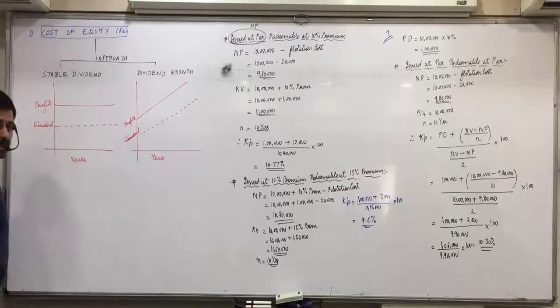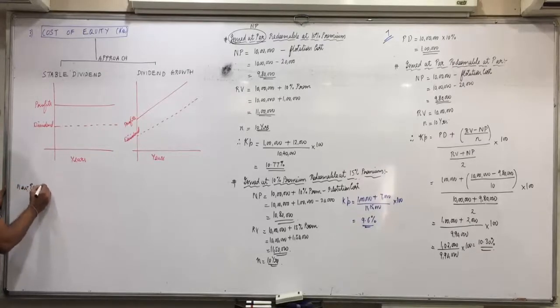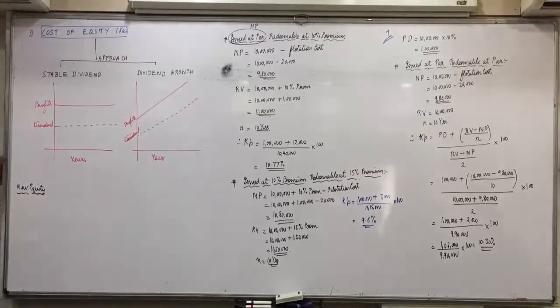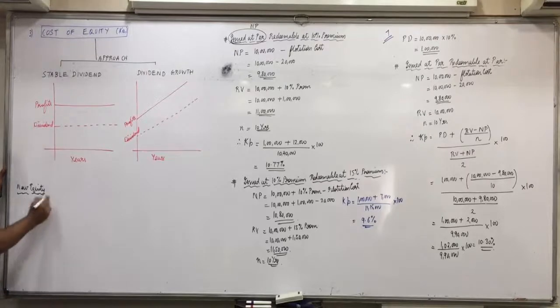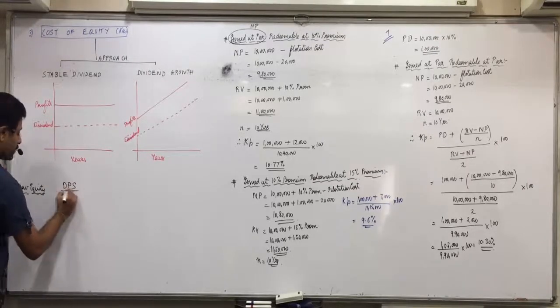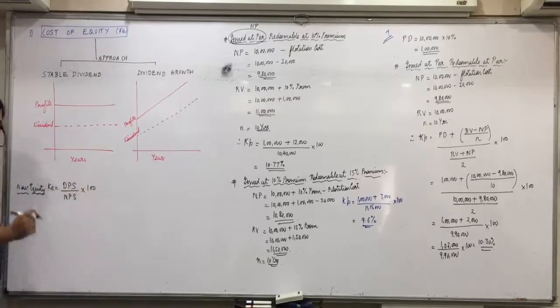Now since here the dividend is going to remain same, if you are finding the cost of new equity, means fresh equity shares are floated in the market. What we call it as IPO. Okay, IPO subscriptions come into the market. IPO means initial public offering. So for new equity, KE equals DPS upon NPS into 100. Dividend per share upon net proceeds per share into 100. Is everyone clear with that?